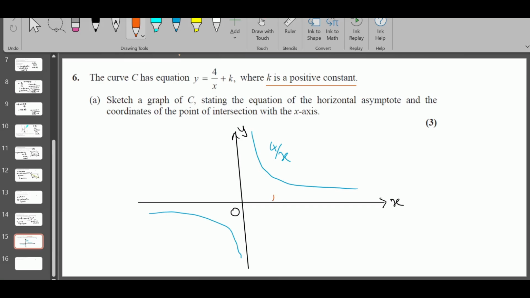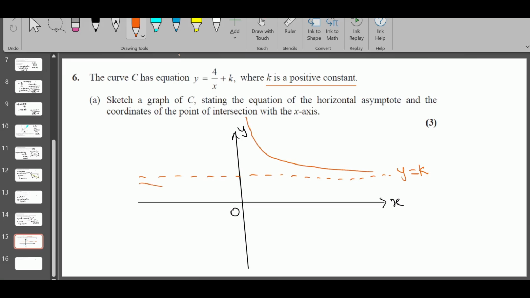So the horizontal asymptote will be moved first. So you will have a horizontal asymptote here, y is equal to k. And then move this piece here. And then move this piece here. There is a point of intersection with x.